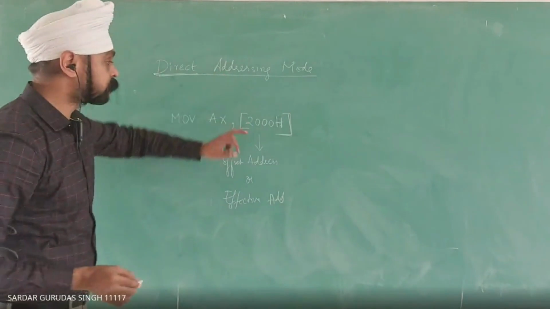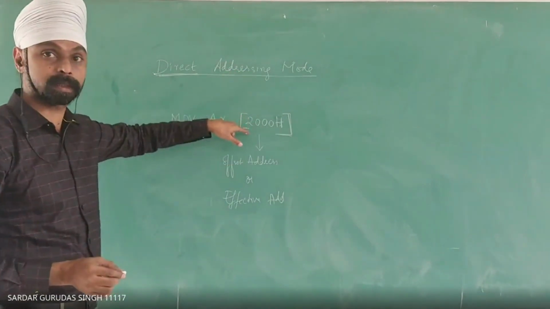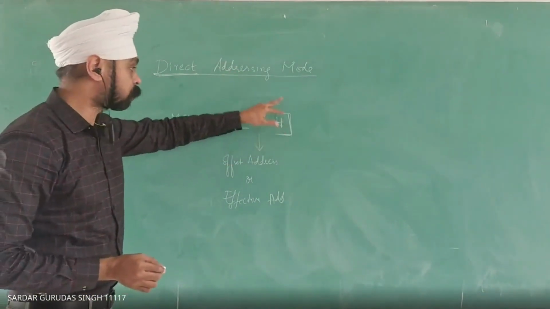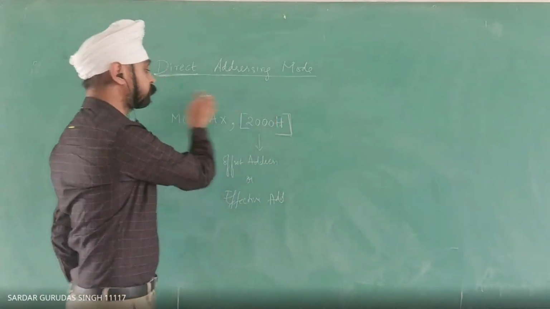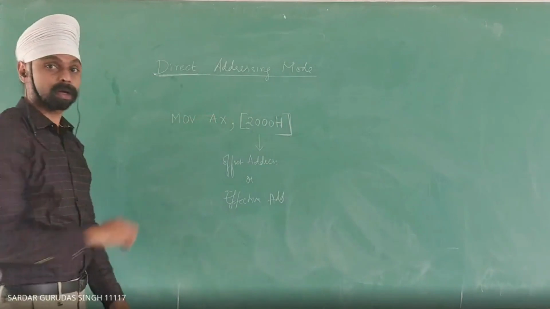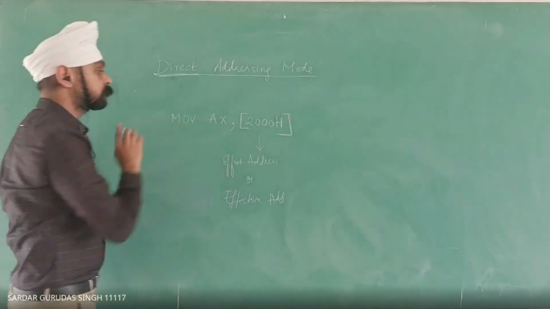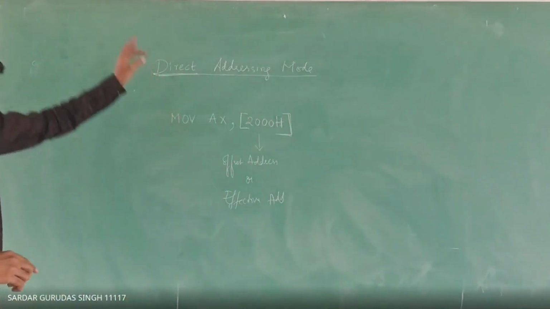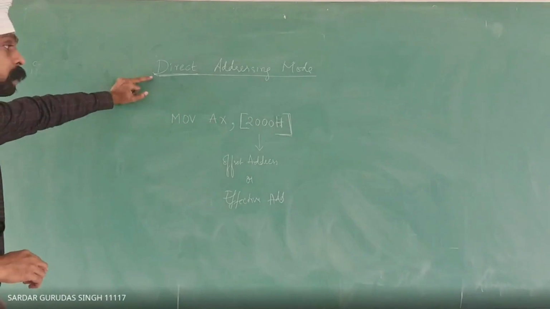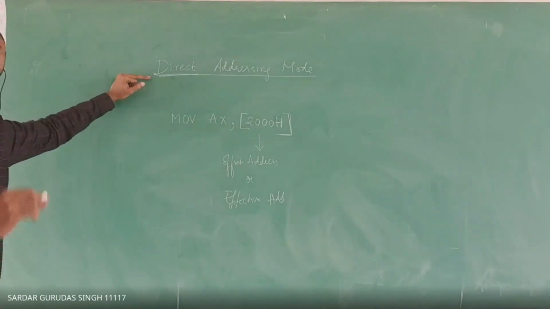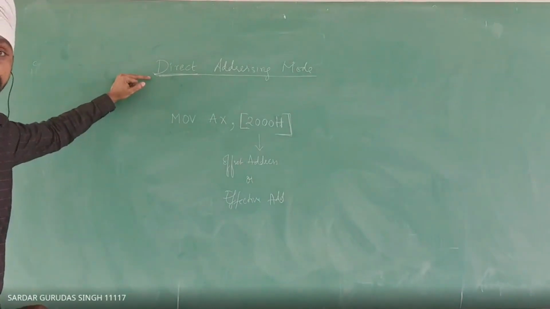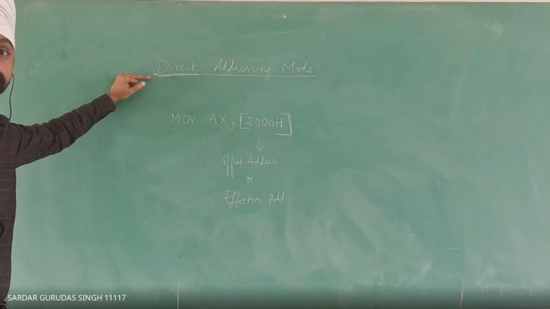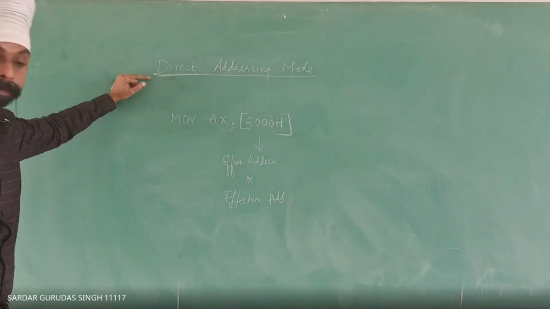Now the offset address or effective address of the operand that you want to access is specified directly in the instruction, or as a part of the instruction. So this addressing mode is nothing but one in which the effective address of the operand to be accessed is specified in the instruction as a part of it.